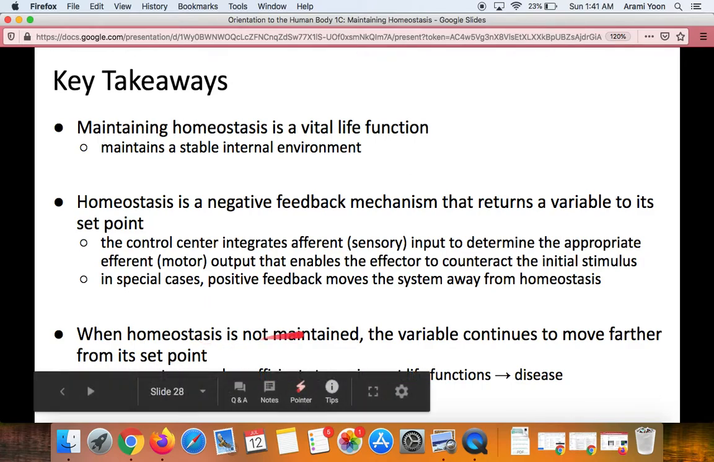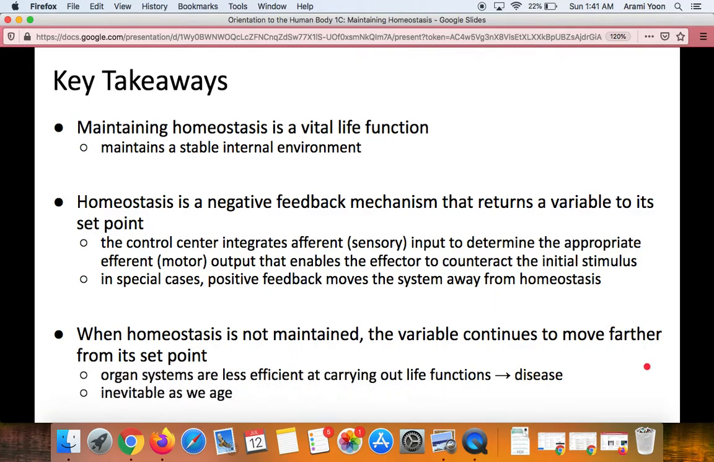When homeostasis is not maintained, the variable continues to move farther and farther away from its set point, which means organ systems become less efficient at carrying out their life functions. That leads to disease, and this is inevitable as we age.